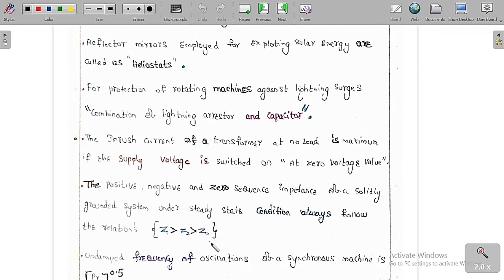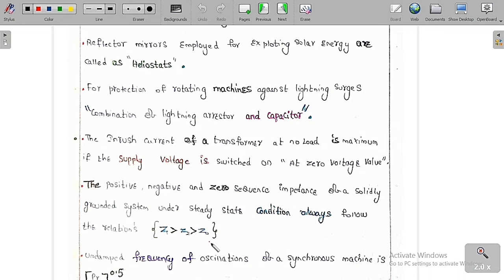If you want to compare the positive sequence impedance, negative sequence impedance and zero sequence impedance of a solidly grounded system under steady state condition, solidly grounded means, as I've already told you in the power system concepts, that we ground it directly. So if you compare at the steady state condition, the positive sequence impedance is always greater than the negative sequence impedance, which is greater than the zero sequence impedance. Therefore, for a solidly grounded system under steady state conditions, the sequence impedances always follow the relation Z1 greater than Z2 greater than Z0.